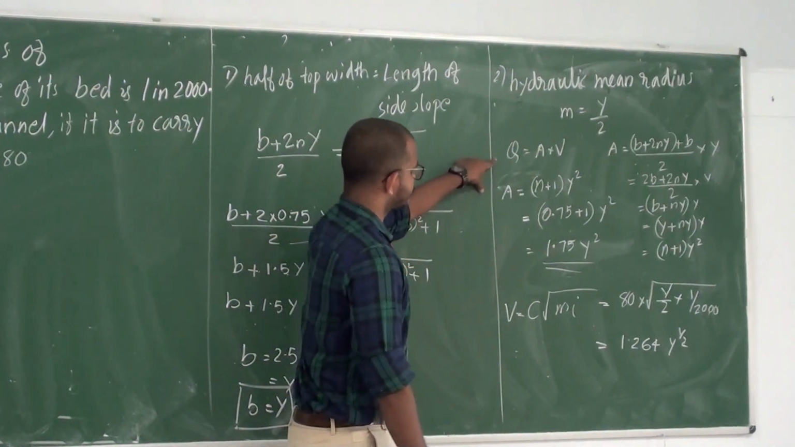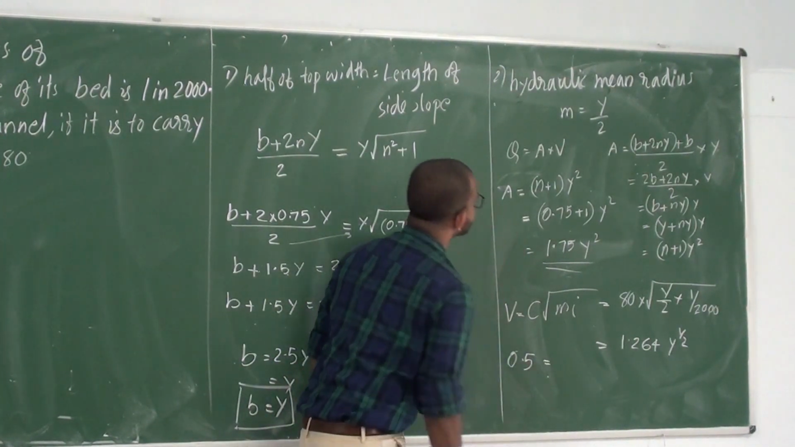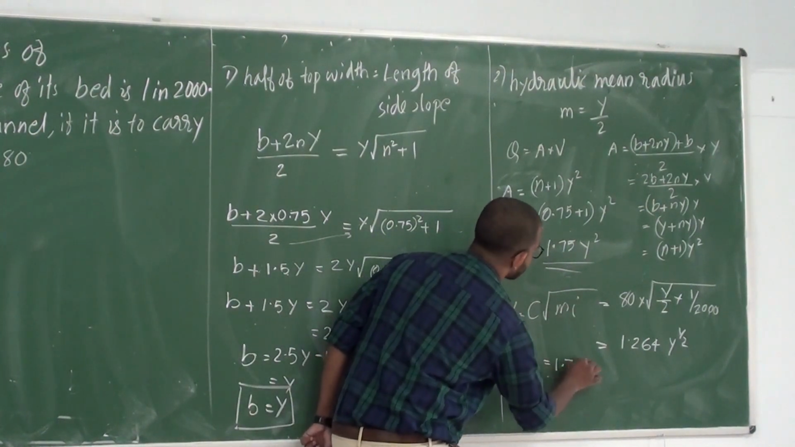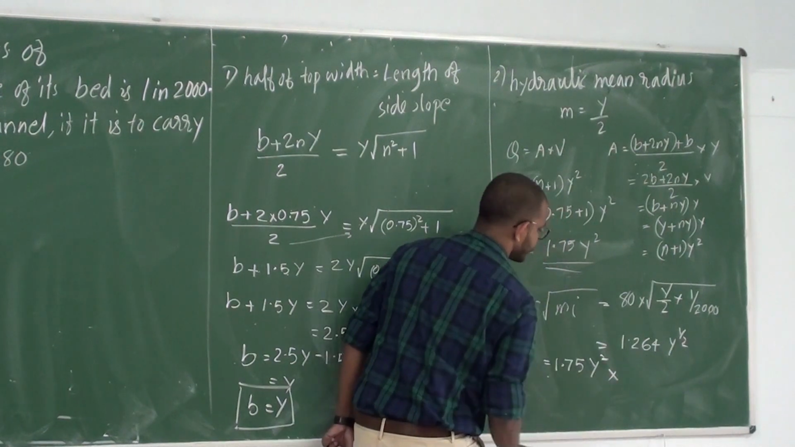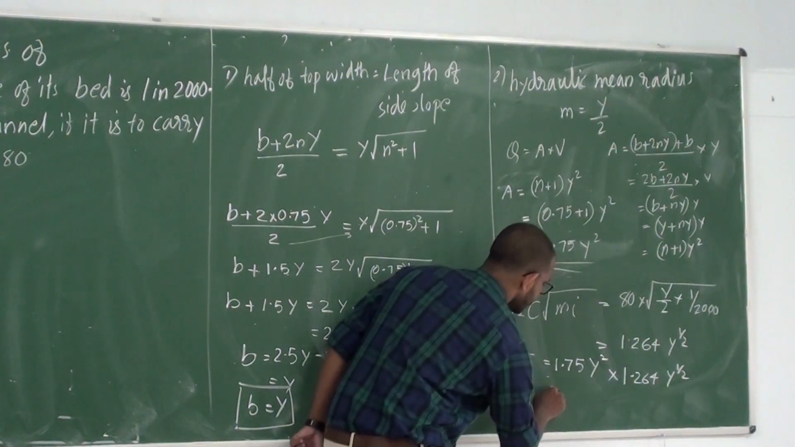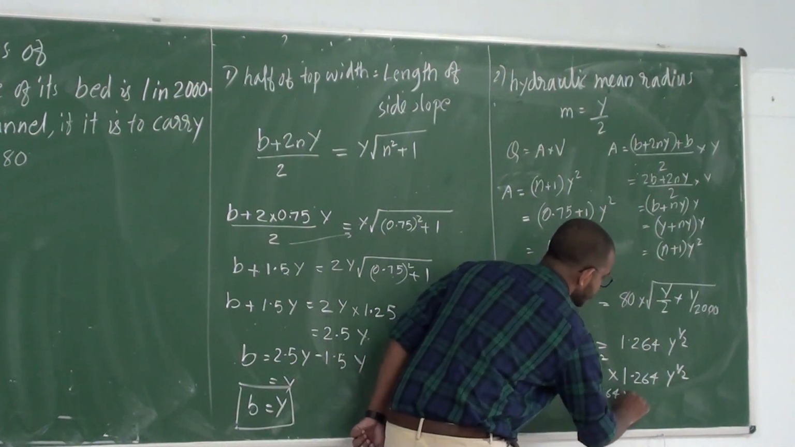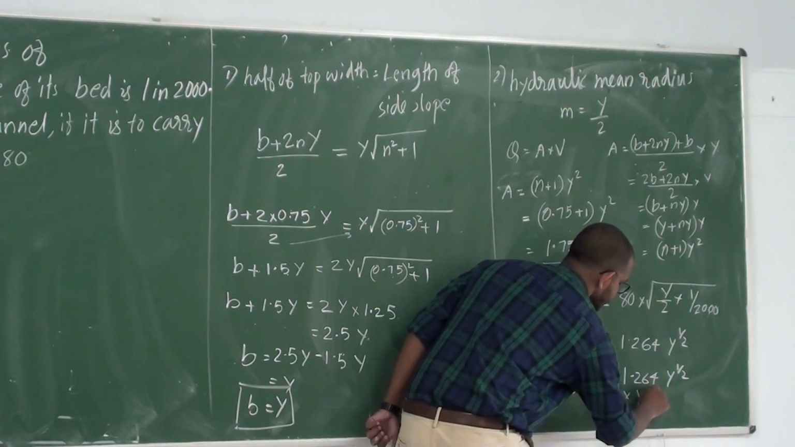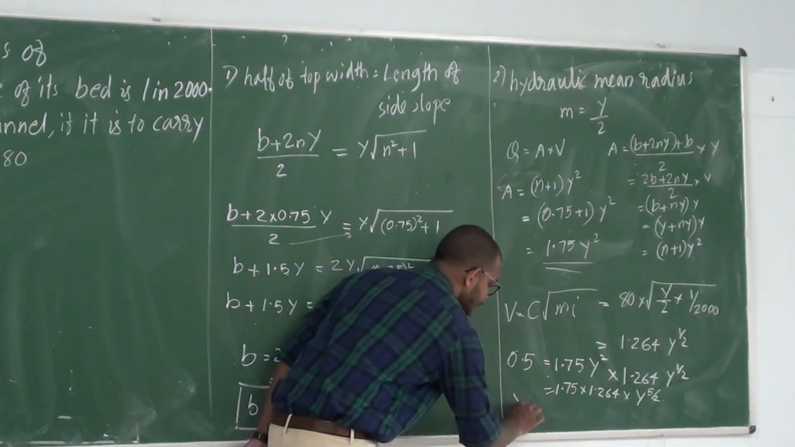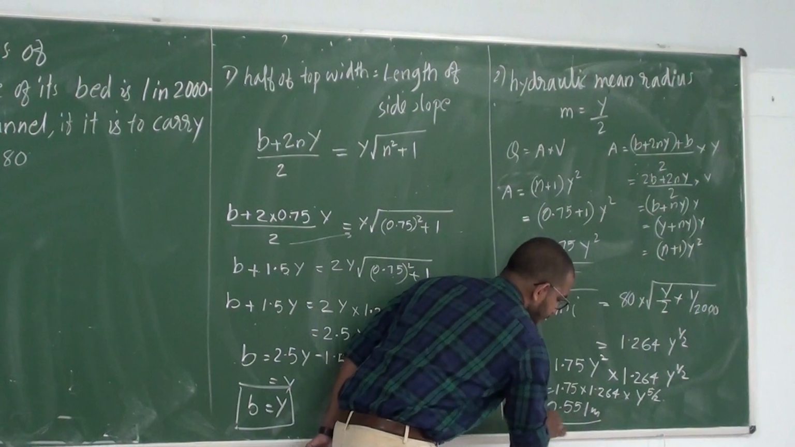Now discharge Q is equal to area into velocity. Discharge is 0.5, equal to area, 1.75 y square, into 1.264 y raised to 1 by 2. This is 1.75 into 1.264 into y raised to 5 by 2. On solving, we will get y is equal to 0.551 meter. So this is equal to B.